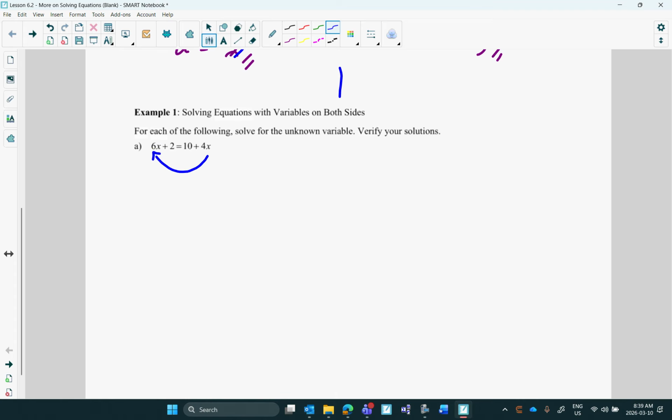So how do I get rid of the 4x's here? Minus 4x takes them out. But whatever you do to one side, you do to the other. So what does the left side of the equation look like now? 2x plus 2, and the right side, 10. And now I've got a two-step equation. Get rid of the plus 2, get rid of the times 2. Remember, reverse order of operations and we solve.